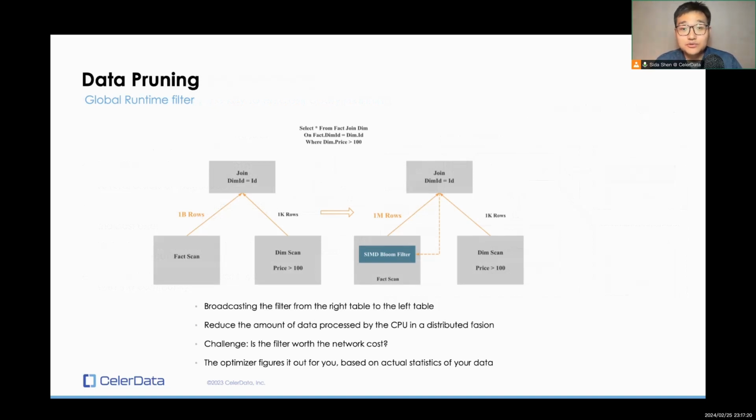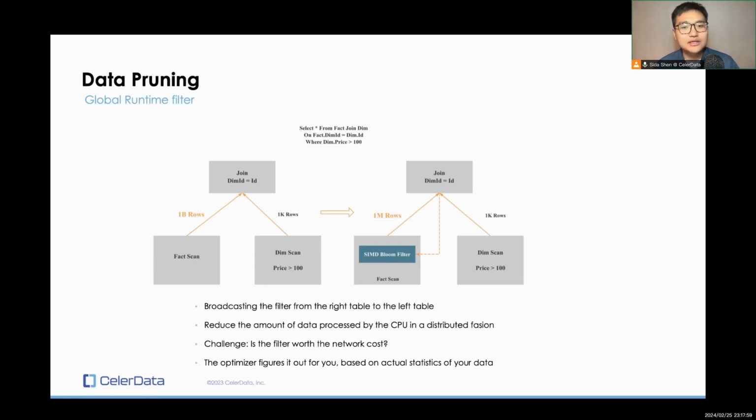In this example, we use a feature called a global runtime filter in StarRocks that does this data pruning specifically. Let's talk about this through an example. Let's take a look at the query here. It's a join between the dimension table and the fact table on a predicate from the dimension table: the price column greater than 100. Let's say without the fact table knowing about this predicate, it scans around 1 billion rows of data. But with this information, it can scan a lot less, let's say 1 million rows.